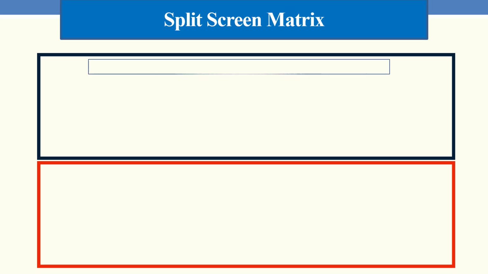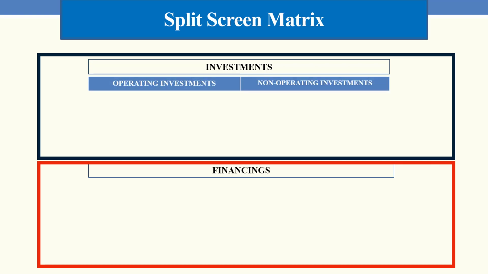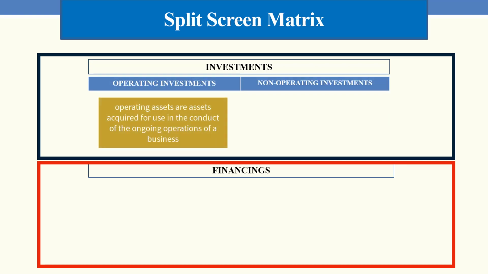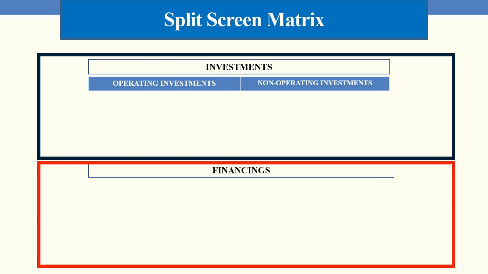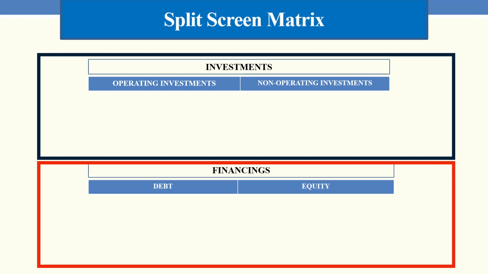Investments and financings are two economic systems, which include two subsystems, two classes. Investments can be operating investments or operating assets, or non-operating investments, typically liquid assets, financial assets. And the financing capital and financings can be divided into debt capital and equity capital. Each one of these four classes fulfills the law of motion.